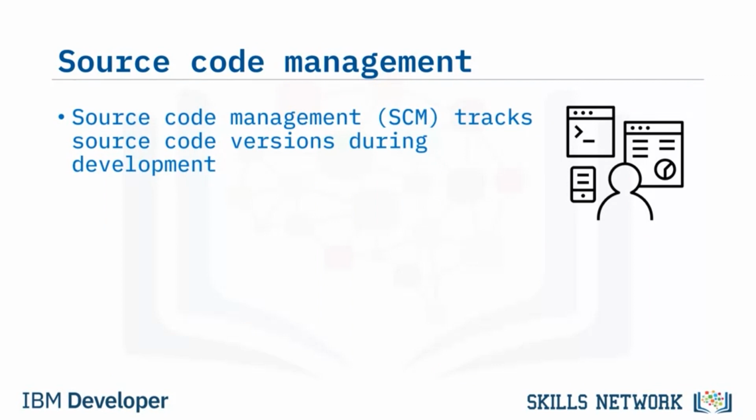Source code management, or SCM, is the practice of tracking versions of source code as it is developed. This makes it easy to roll back to a previous version if errors occur. It also allows multiple people to work on different parts of the code and merge these changes into a single source of truth.